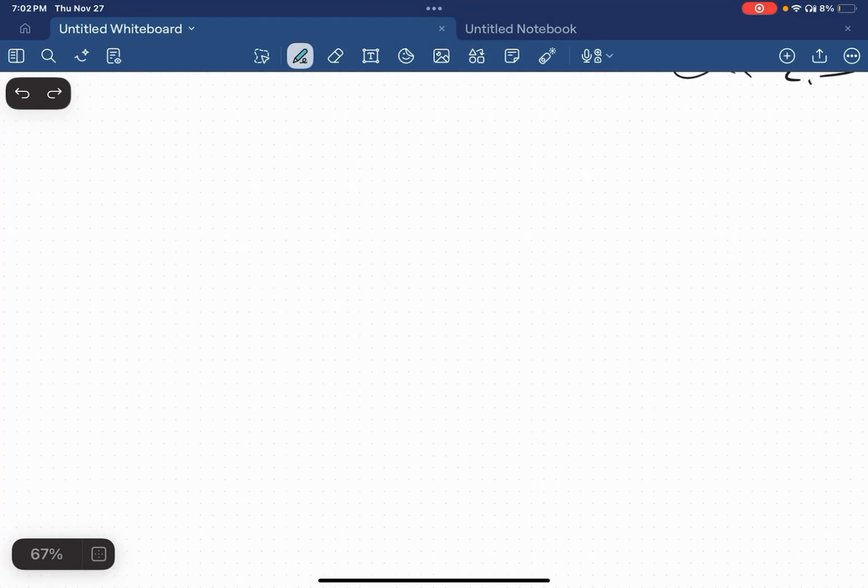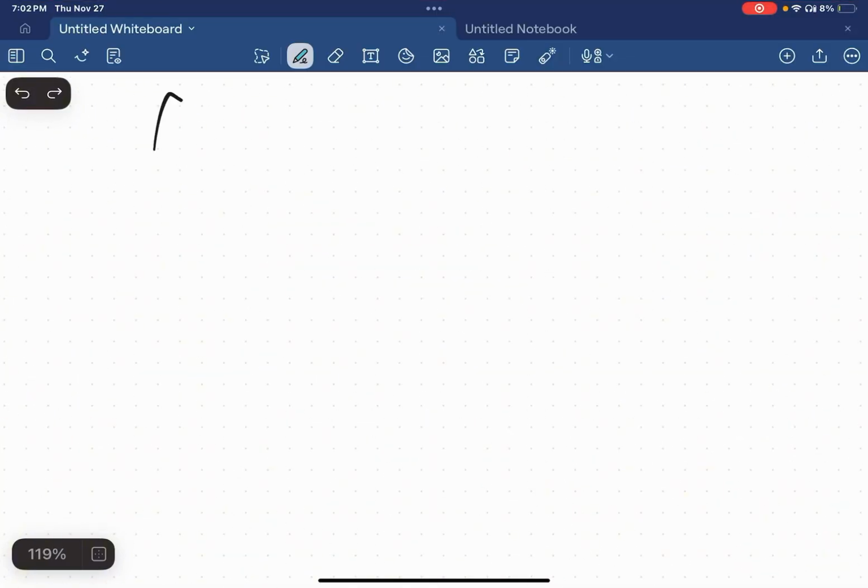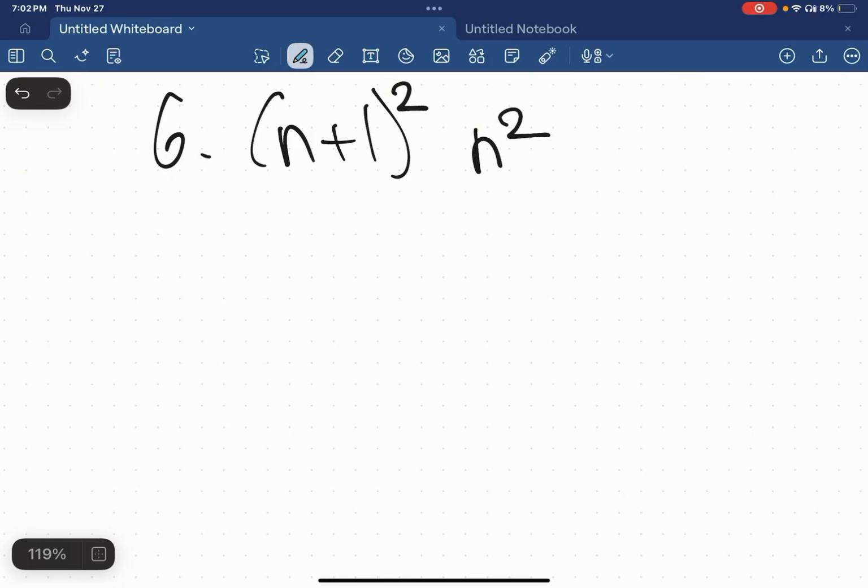Like I'm writing big over here. Okay. Number 6. We need to prove that the difference between the squares of two consecutive numbers is always an odd number. Okay. Saying the difference. Okay, this should be easy. So one of these square numbers is going to be n plus 1 squared, and the other one's just going to be n squared, and it's asking us to show that the difference is equal to an odd number.